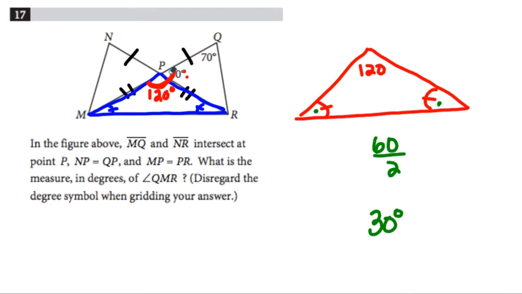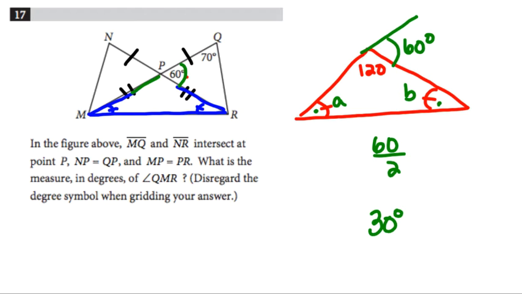Now, some of you might have noticed that this angle right here is what we call the exterior angle of a triangle. And so you could have used the exterior angle theorem. The exterior angle theorem says that these two angles, I'll call them A and B, are equal to 60. So then if they were equal, you could divide them by 2 as well. All right, so that's number 17.